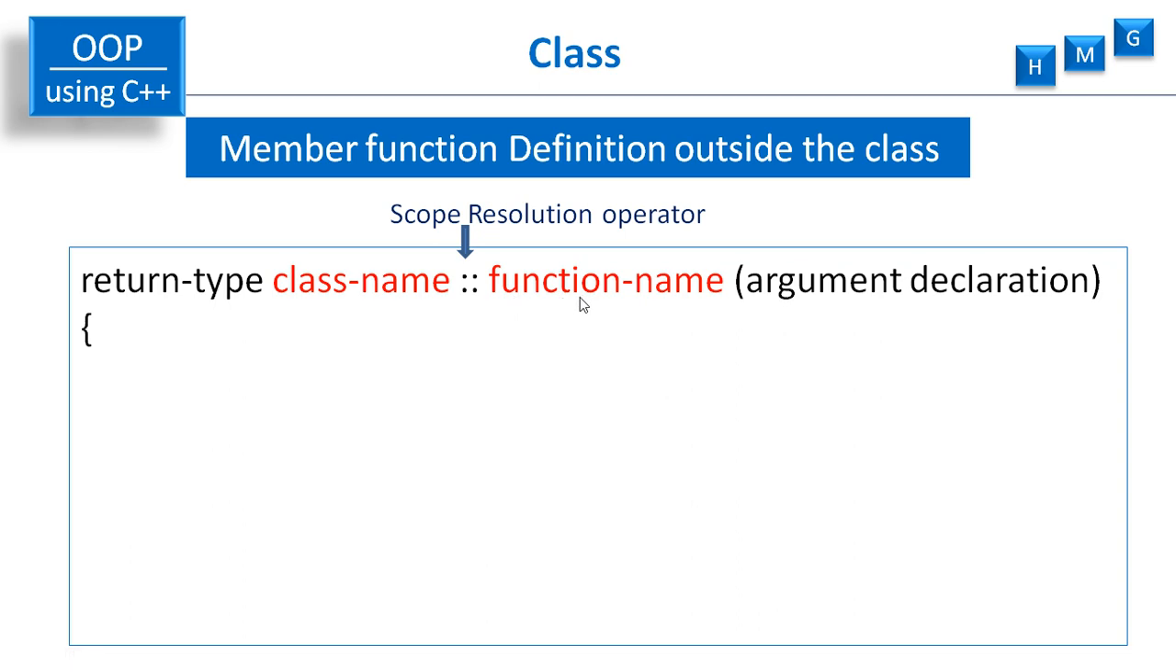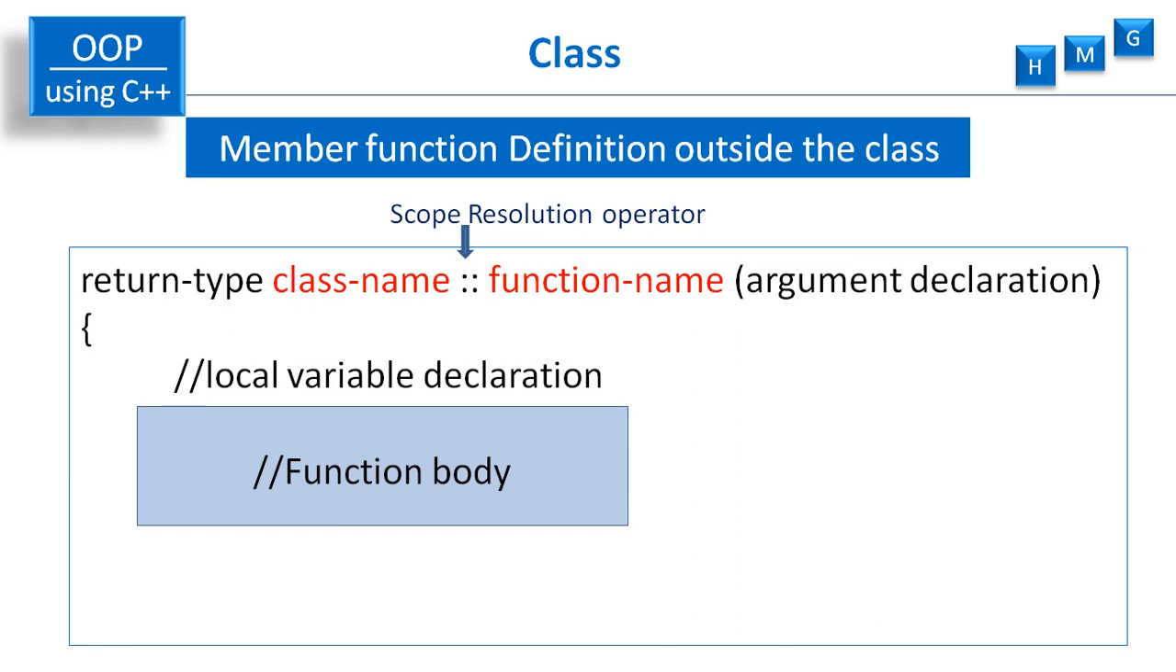Then the beginning of function definition, declare the local variables if required. Then the actual function body, here you will have the C++ statements or the library functions to perform the specific task of the member function. Then at the end there will be a return statement to return the value and end the function. So this is the general form of member function definition outside the class. Let us understand with the help of examples.